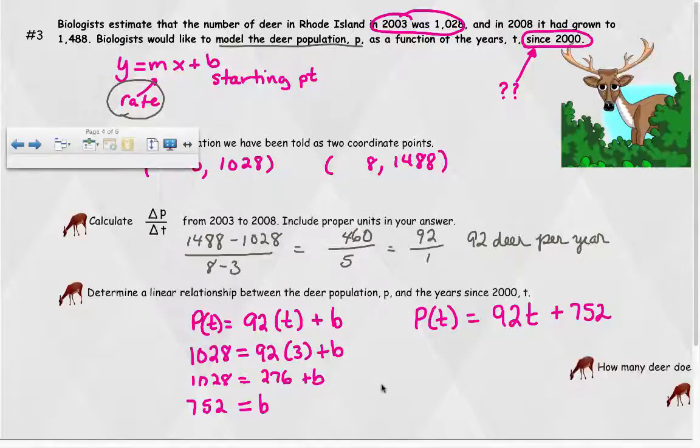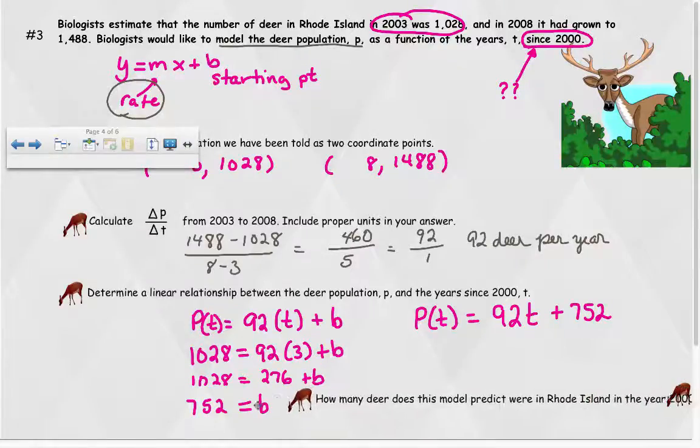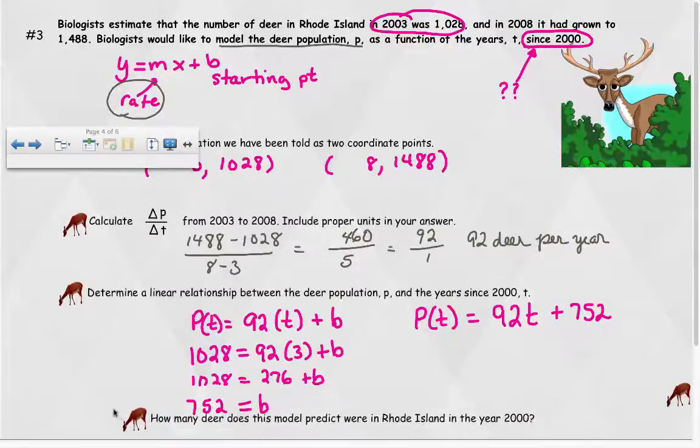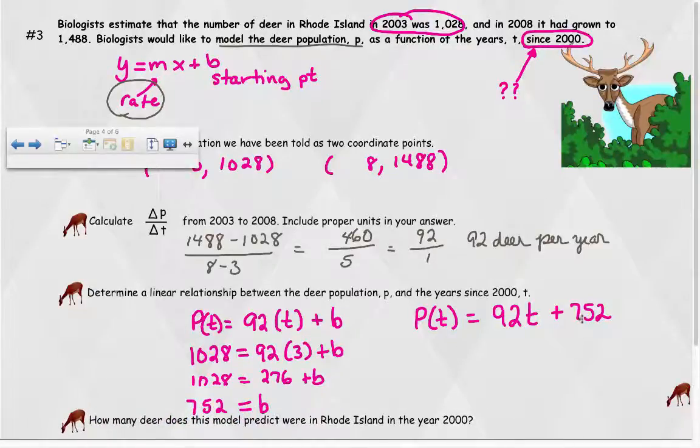Let's see this next question. How many deer did this model predict were in the year 2000? Hey, we just did that by finding the y-intercept. 752. How many deer does this predict for Rhode Island right now?